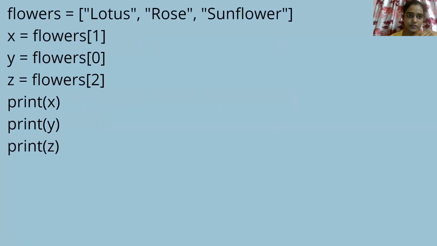Okay, so this is one more example. Here, the same example, the same array name, only we have also written y is equal to flowers with index number 0 and z with flowers index number 2. This is the same example; I have just taken it to clear up the indexing part. So again, we have stored the values in x, y, z, and then we have printed them. So let's see what exactly the output gives.